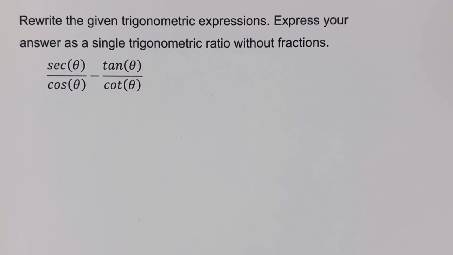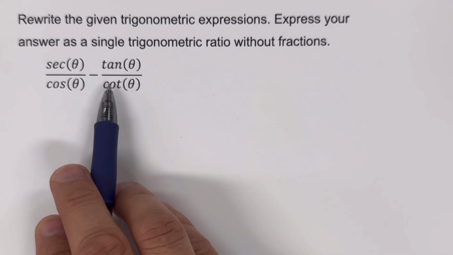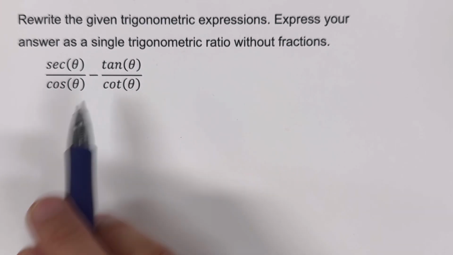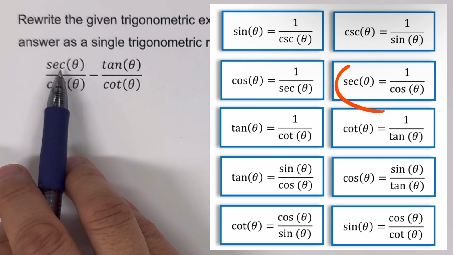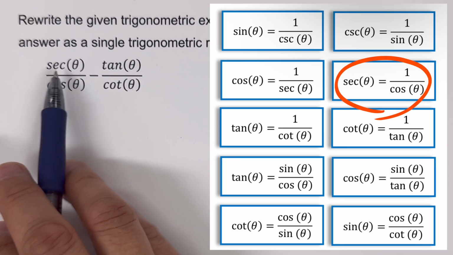The first step that we need to do is to make sure that each of the trig functions is expressed in terms of sine or cosine. This secant, tangent, cotangent can be expressed in terms of sine or cosine. Looking at the table on the side, we can see that this secant theta can be expressed as 1 over cosine of theta. So I'm going to go ahead and rewrite this.